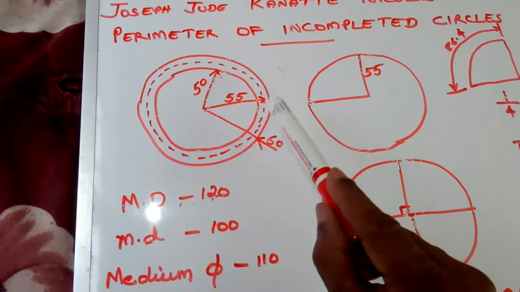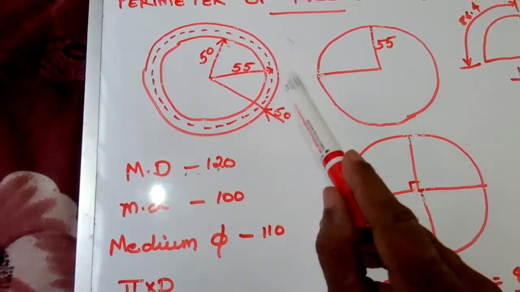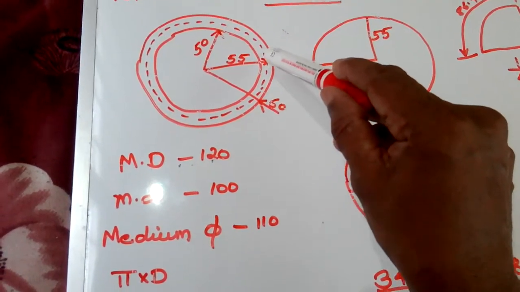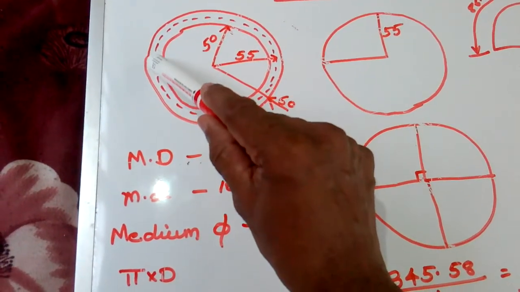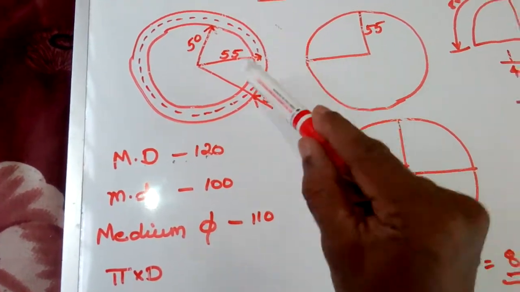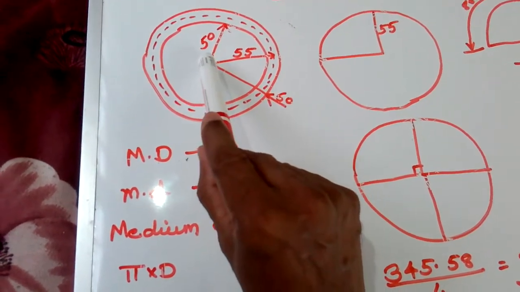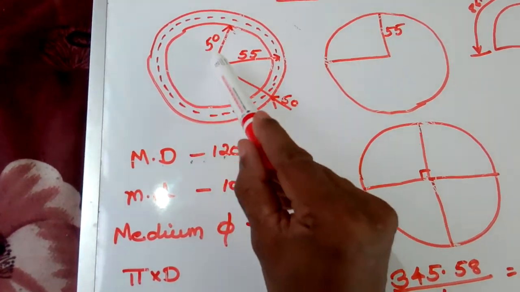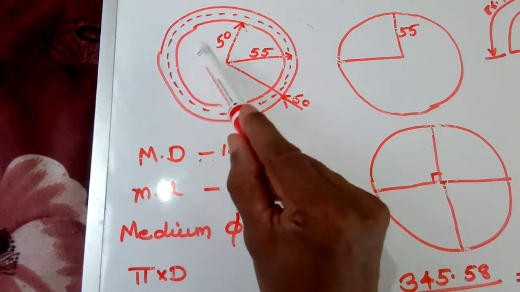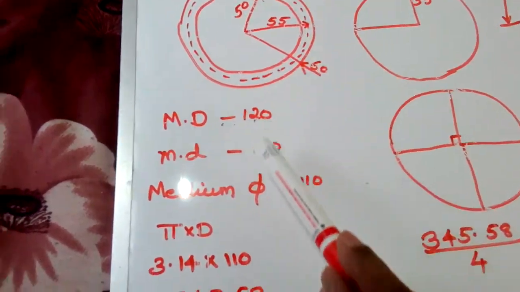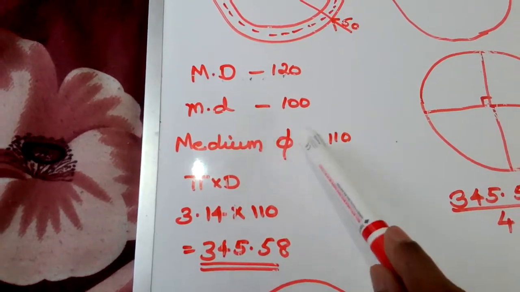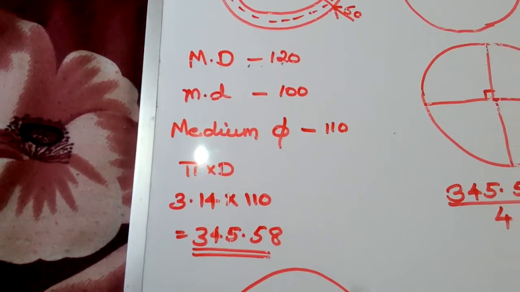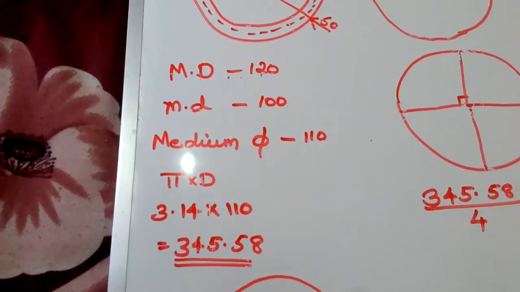If it is so, what will be its medium diameter? It will be the diameter which goes from the dotted line to the dotted line. That is 110 mm, because it has been indicated here that from the center to the dotted line is 55 mm. One more 55 we can add from center to dotted line. Then 55 plus 55 is 110. So medium diameter is 110. This indication is known as diameter. I have told it in earlier episodes. You can check it.